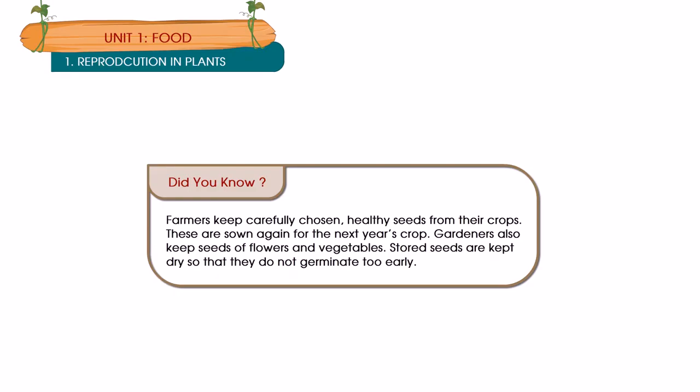Did you know? Farmers keep carefully chosen, healthy seeds from their crops. These are sown again for the next year's crop. Gardeners also keep seeds of flowers and vegetables. Stored seeds are kept dry so that they do not germinate too early.